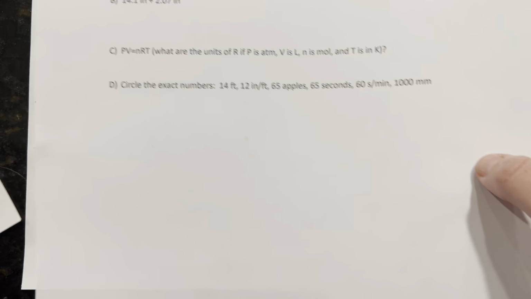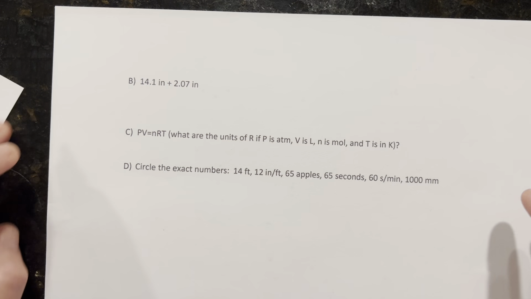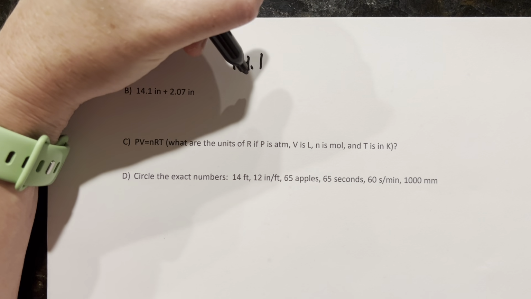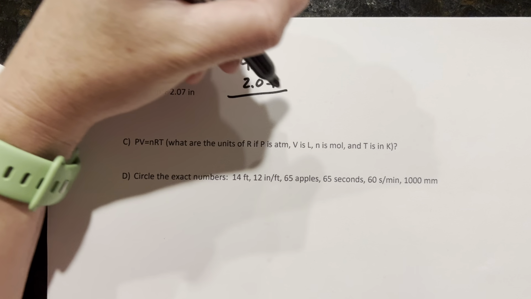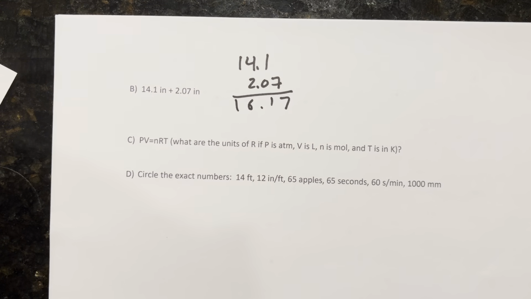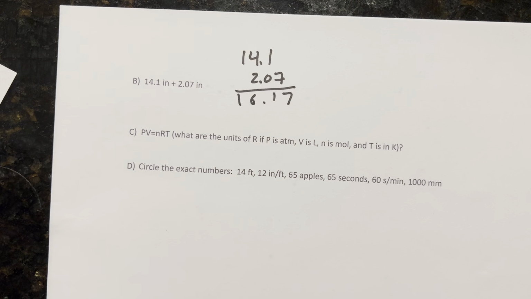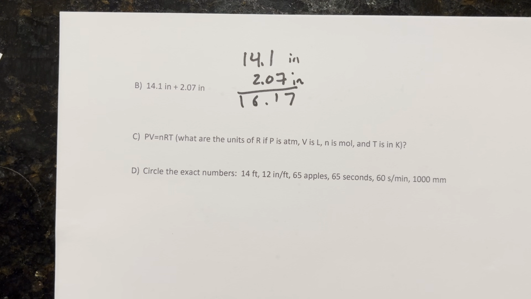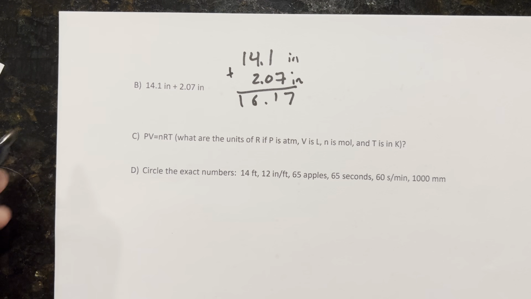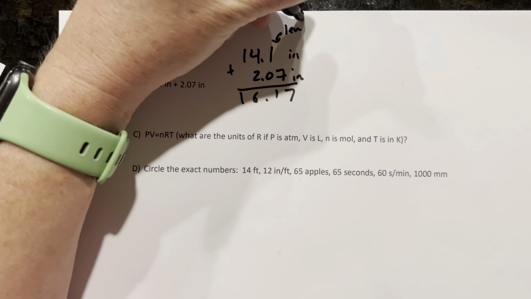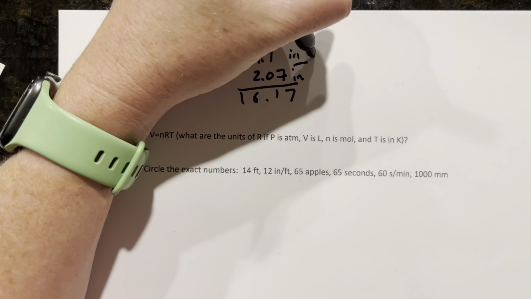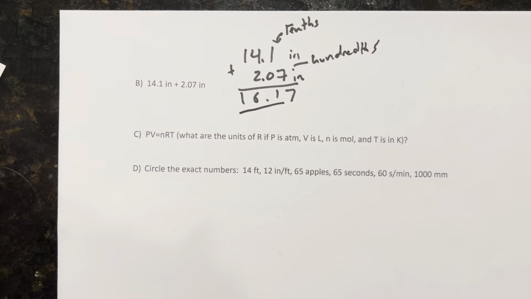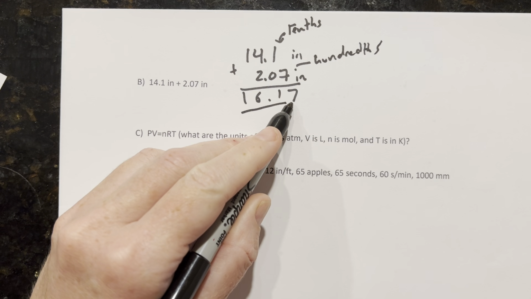Our next question, we have 14.1 plus 2.07. So 14.1 plus 2.07 gives 16.17. This is inches, and this is inches. So we're going to be looking at precision. This one we know to the tenths. This one we know to the hundredths. Therefore, this answer we know to the tenths. We underline it, we ask if the number next to it is 5 or greater. It is, so we're going to round up.